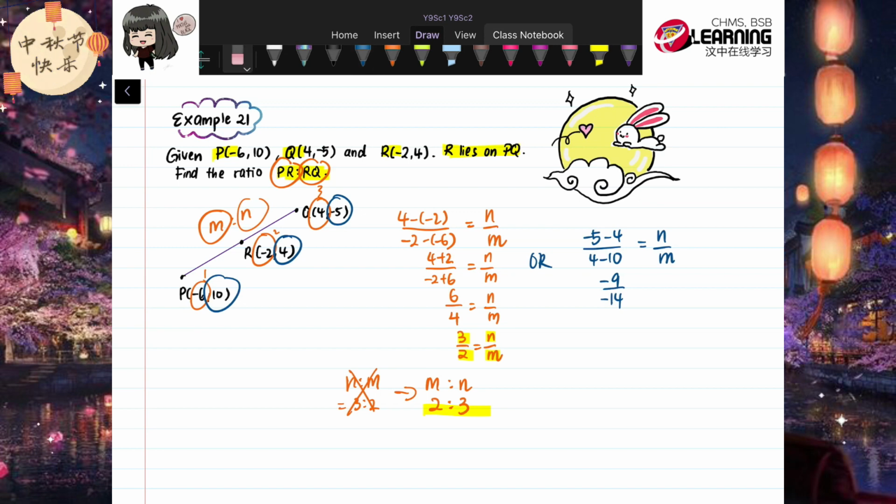That's 6. 4 minus 10 is 6. Sorry, 4 minus 10 is 6. Goes to N over M. Negative 6. So N over M is 3 over 2. So if you want your M first, M to N is 2 dot dot 3. Okay, that's for example 21. Understand? This is how we find ratio, okay?